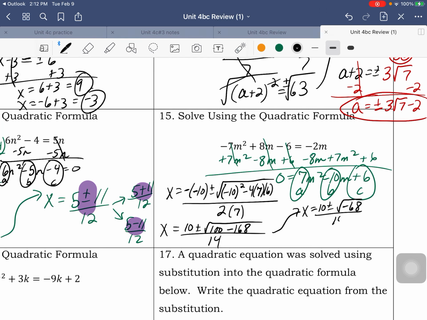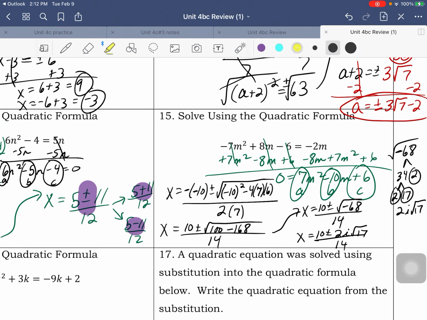Ugh. So negative 68. Let me do that off to the side. Let's see, we have 34 and 2. 2 and 17. So we have a pair of 2's, so this will become 2. Don't forget that the negative comes out as an i. Square root of 17. All right, let's substitute that back in. 10 plus or minus 2i square root of 17 over 14.